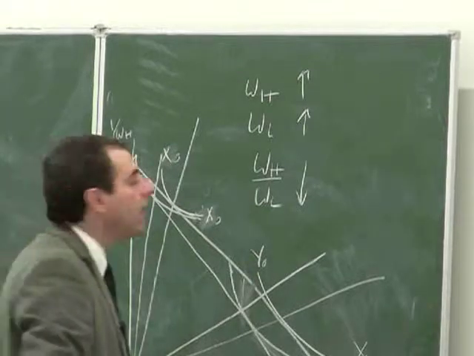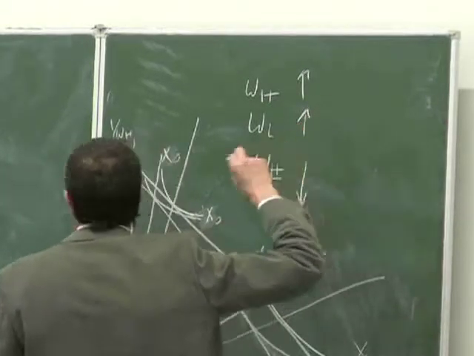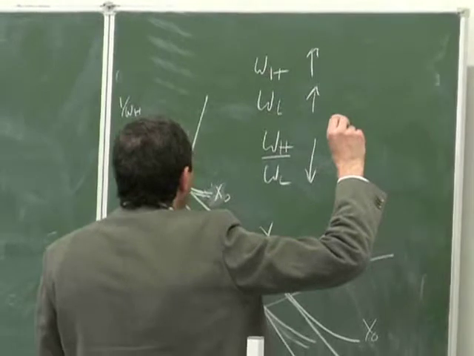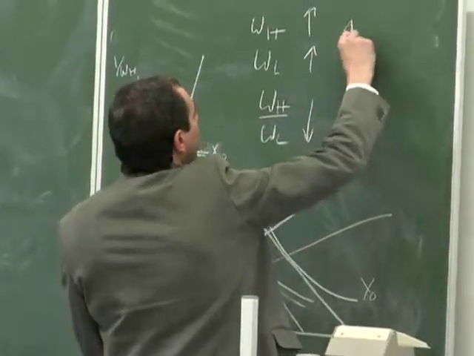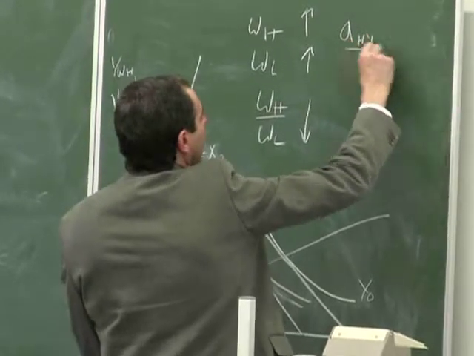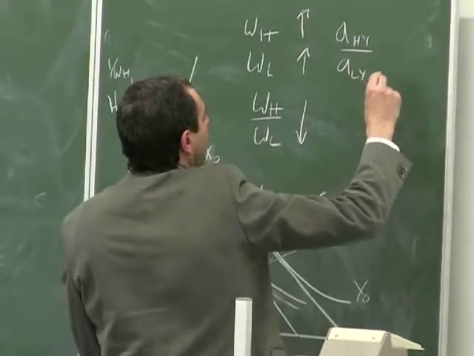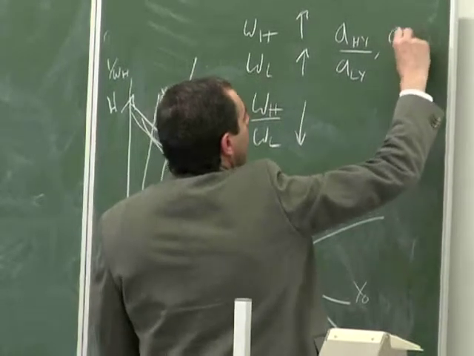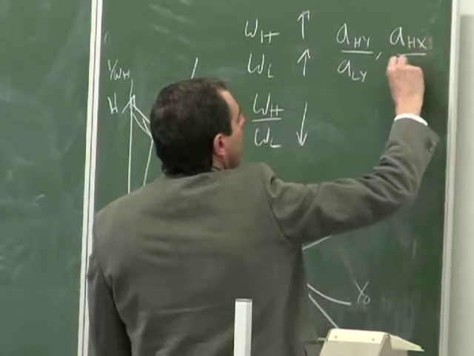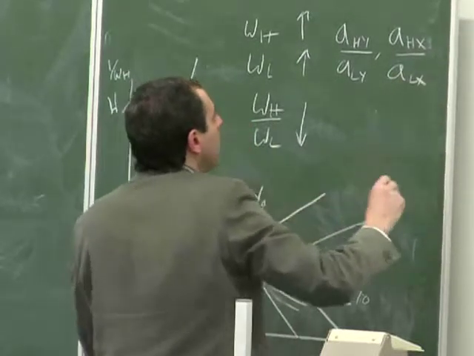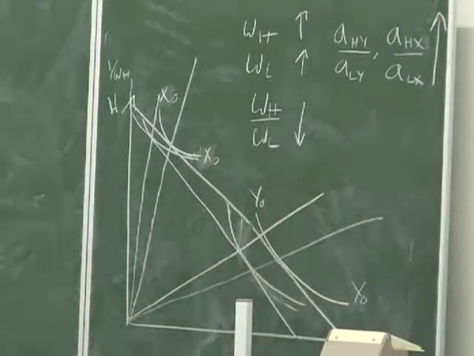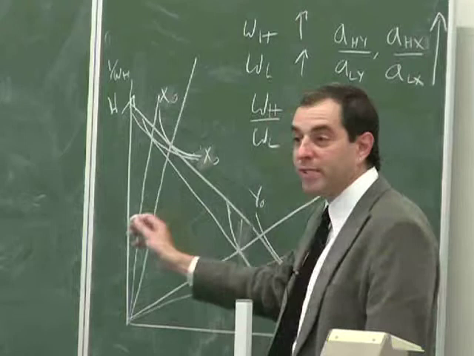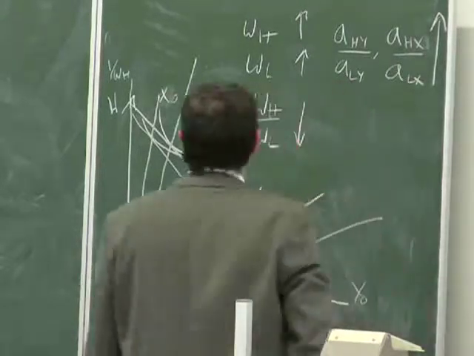We also get the following. I'm going to go back to my old terminology. So we'll have AHY, ALY, and AHX, ALX, right? These are both rising, right? So we're substituting towards high skill labor in both sectors, right? And finally, we're going to have output of Y, which we've just called Y.